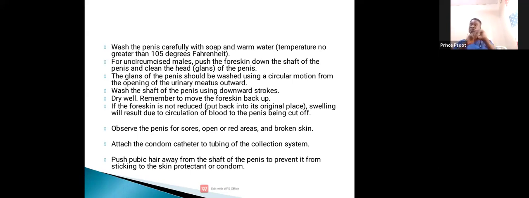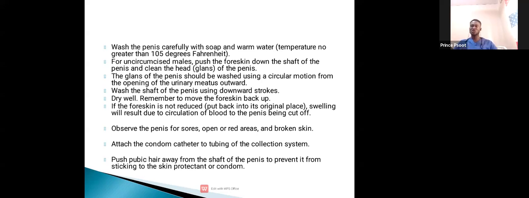For uncircumcised males, you pull the foreskin down, then clean the shaft of the penis, and then the glans of the penis. The glans of the penis should be washed using a circular motion from the opening of the urinary meatus outward. Wash the shaft of the penis using downward strokes. Then dry well. Remember to move the foreskin back up. If the foreskin is not returned, swelling will result due to circulation of blood to the penis being cut off.